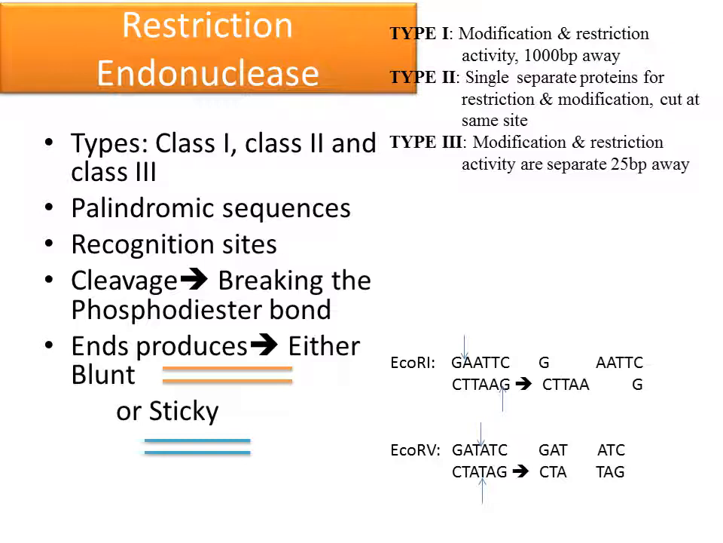The other example is EcoR5. The sequence is GATATC and it cleaves between T and A. Now here there is a blunt-ended molecule. There are no free nitrogenous bases overhanging in this type of cleavage. So it is a blunt end. So restriction endonuclease will produce two types of ends. One is the sticky end, another is the blunt end.